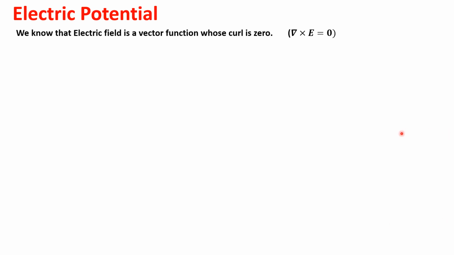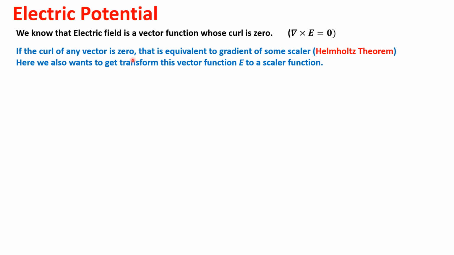Now we will discuss the electric potential. Electric field is a vector function whose curl is 0. We have seen in the last slide del cross E equal to 0. And if the curl of any vector is 0, then it is equivalent to the gradient of some scalar. So this was the Helmholtz theorem. And here we want to transform this vector function E to a scalar function.